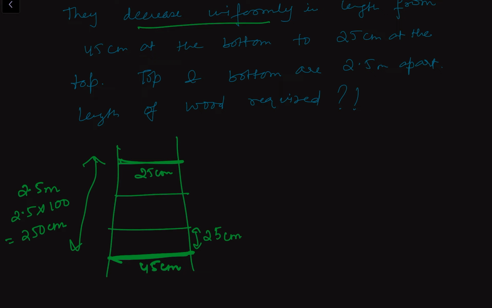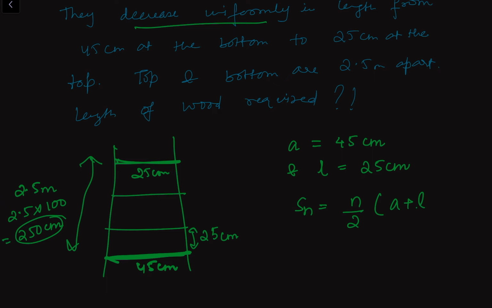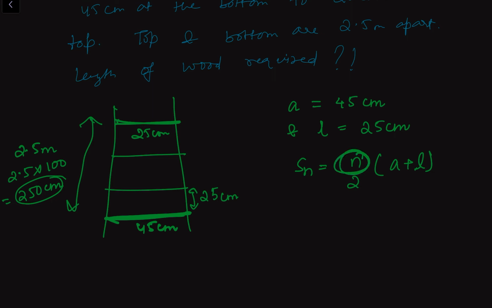Now here you see it is said that they decrease uniformly, so they are decreasing in length from 45 centimeter at the bottom to 25 centimeter at the top. So your a here will be 45 centimeter and l is equal to 25 centimeter because it's a ladder like that. Okay, now you just need to find your n, which is the number of rungs. Now if we know that the total length is 250 centimeter, of course you have to find the length of wood. So basically you have to find Sn, which is n by 2 (a plus l). So now you just need to find n.